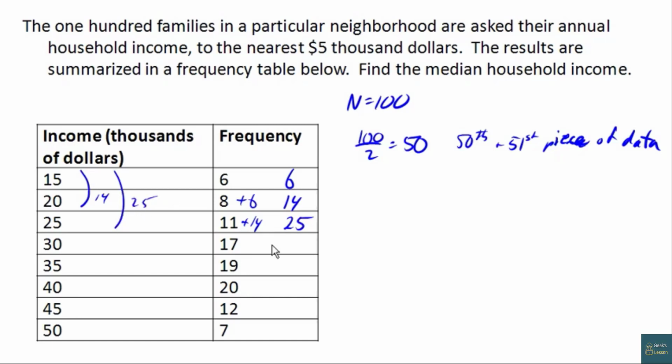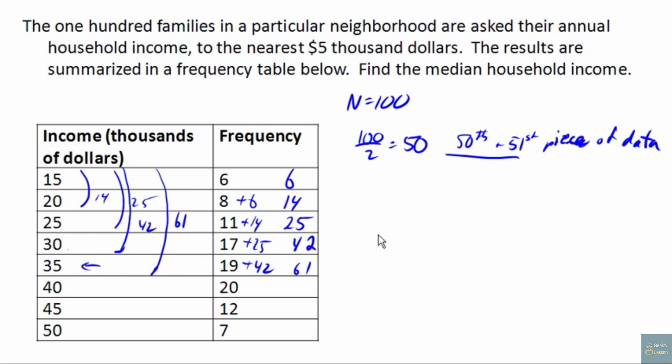And then let's see, if we add in another 17, that's going to get us up to, let's see, 42. And then add that to 19, and that gets us up to 61. And so altogether, this is 61 pieces of data. So now that we're up to 61, we've passed 50 and 51, which means where were pieces of data 50 and 51? Well, they weren't up to 30, which means pieces of data 50 and 51 must have been here.